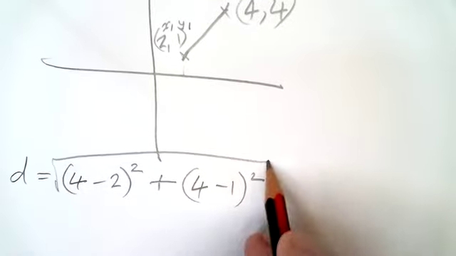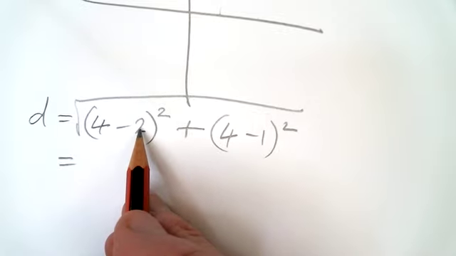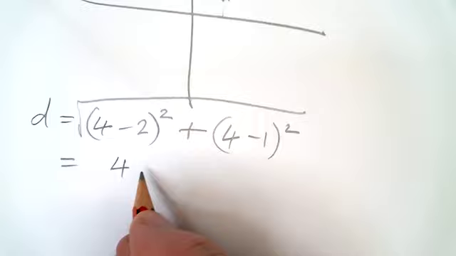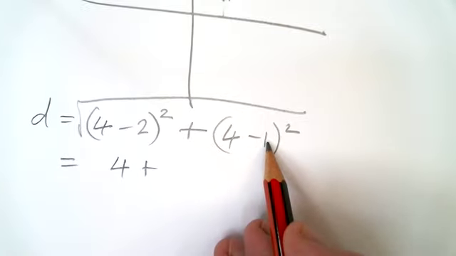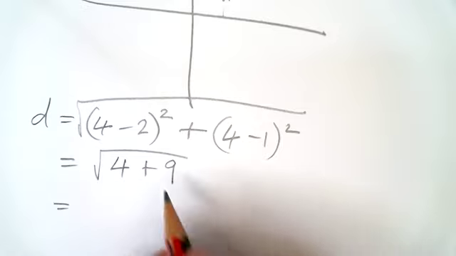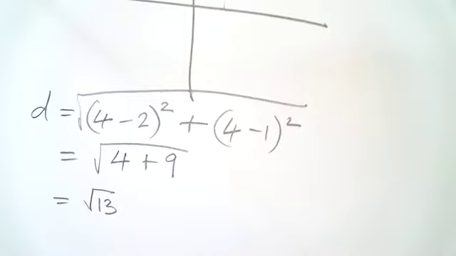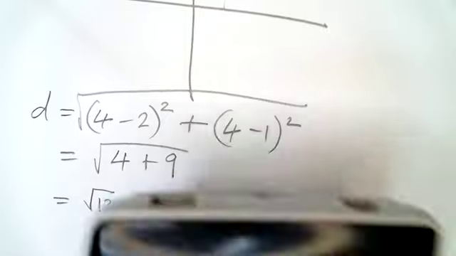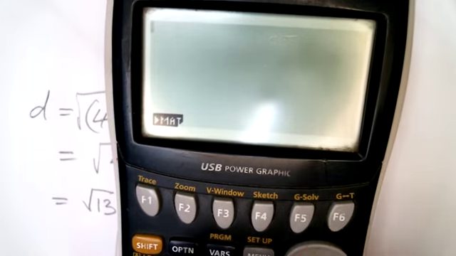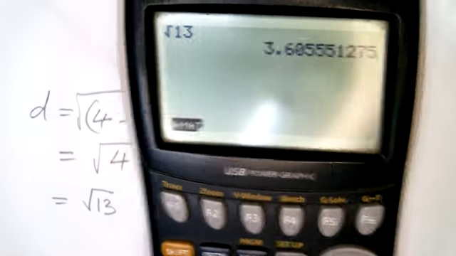Of course, it's going to be the square root of all of that. So we can do this a bit quicker now. Well, 4 minus 2 is 2. 2 squared is 4. Plus 4 minus 1 is 3. 3 squared is 9. Now, of course, 4 and 9 is 13. So the distance is going to be root 13. If you wanted, you could just leave it as root 13, but I'm going to actually find what that is. So I'm just going to go square root of 13, and we get 3.6. I'm going to call that 3.61.